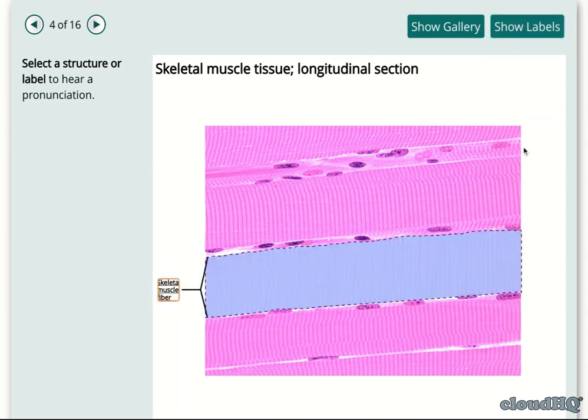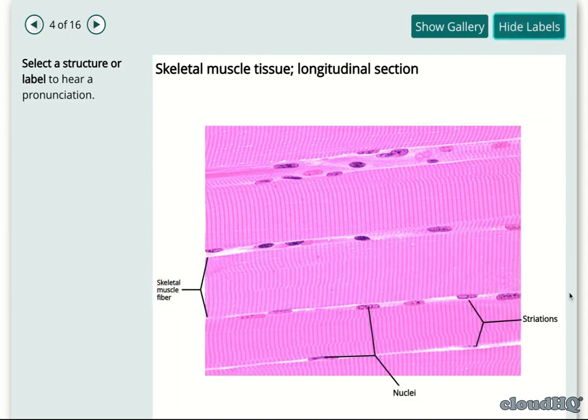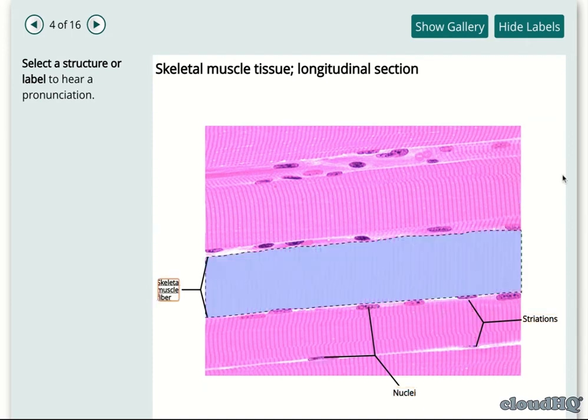So you also have the fact that it is multinucleated. Okay, all of these little guys right here are the nuclei. All right, and there are multiple nuclei per cell. Skeletal muscle is always going to be multinucleated. Okay.